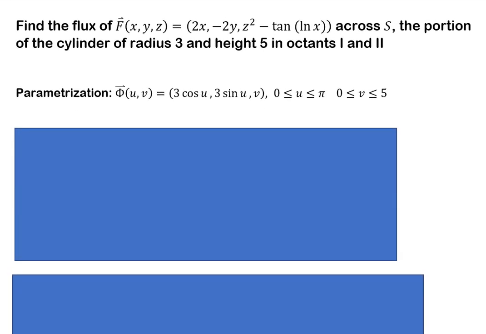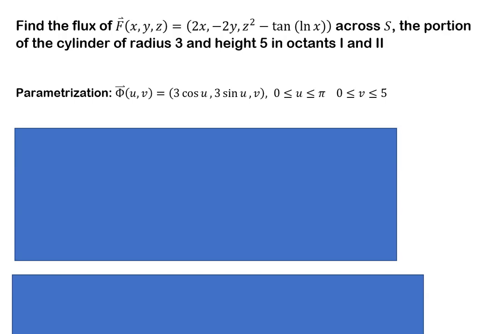We're going to move on to the next sample here. Again, we're going to find the flux. In this case, our vector field, capital F hat, is 2x, comma, minus 2y, comma, z squared minus the tangent of the natural log of x. And S is the portion of the cylinder of radius 3 and height 5 that lies in octants 1 and 2. Now, as we mentioned in a previous video, unless specified inside the question, you can assume that the base of your cylinder lies in the xy plane.